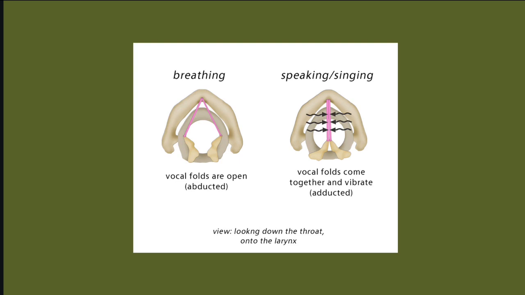So what's the key difference, you might ask? The key difference here is that during breathing, the vocal folds are open and relaxed, while during speaking or singing, they are closed and actively vibrating to produce sound. So understanding these two states of the vocal folds helps us appreciate how they switch between allowing us to breathe silently and enabling us to create sound when we talk or sing.